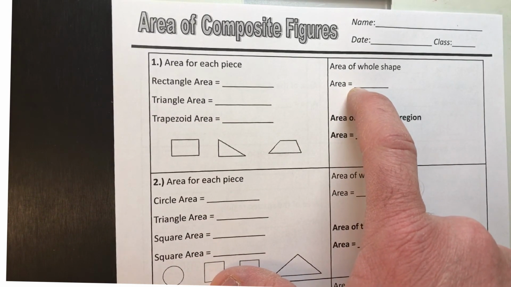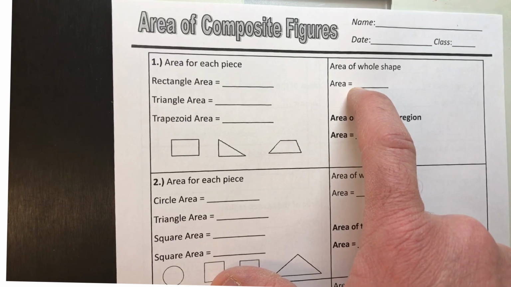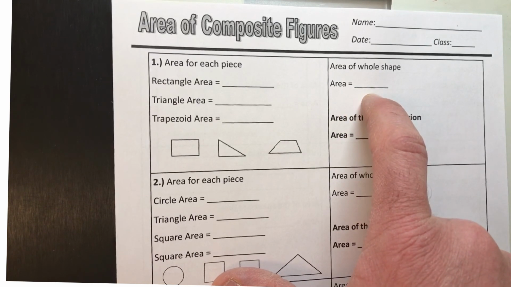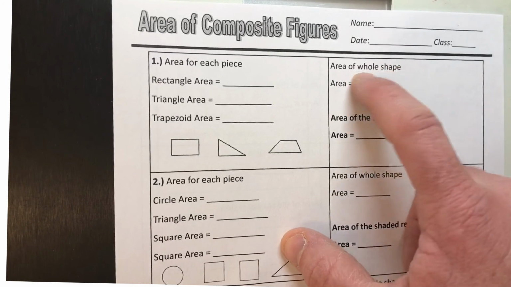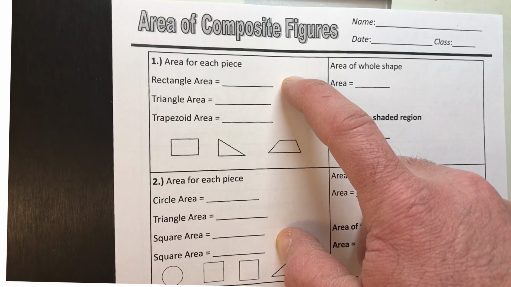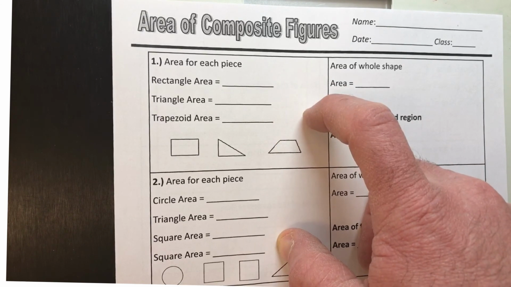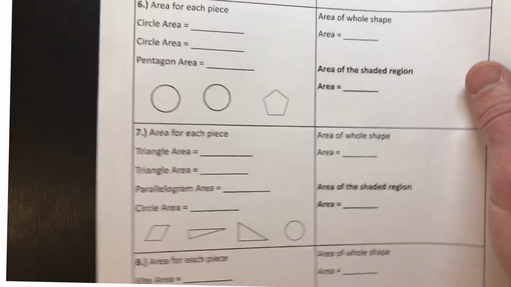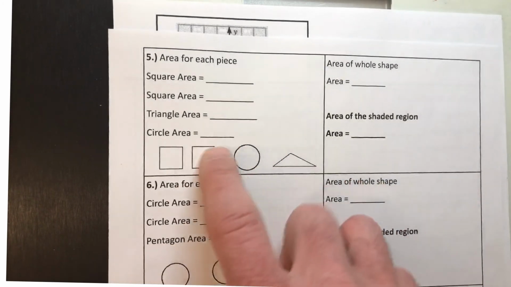Like on that number 5 over there, you can see the circle kind of looks like a face or whatever. So the big circle, you're going to put the area of that right here, the area of the whole shape. And then inside of that circle, oh, whoops, I'm sorry, I'm talking about the wrong one here. So number 5 right here.